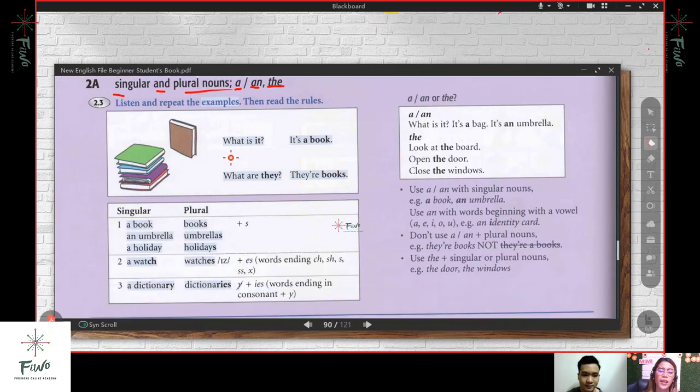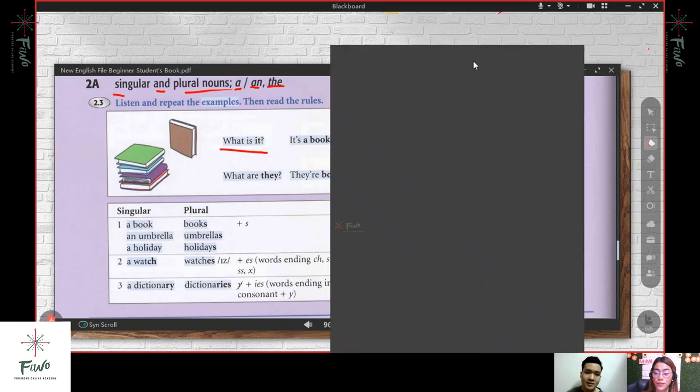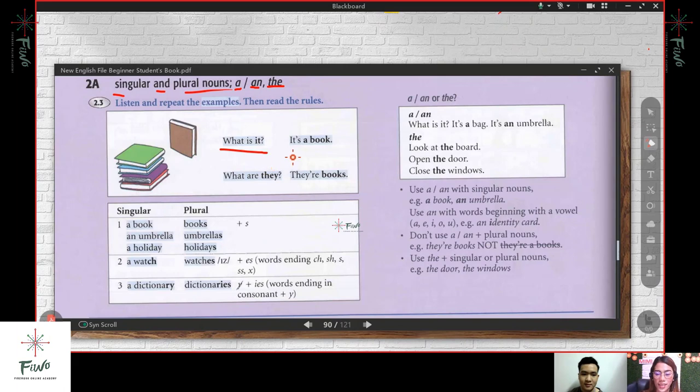So okay, let's just read this one. What is this? Yes, what is it? It's a book. Yes. So is this a singular noun or a plural noun? Singular noun. So of course for singular we use is. How about next we have?